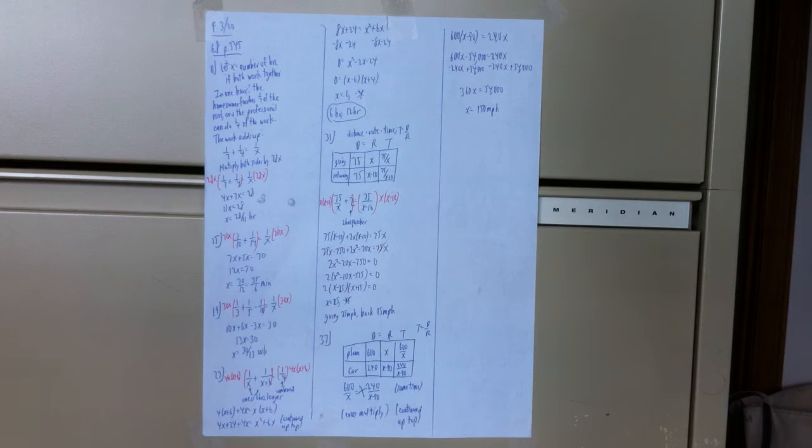Question 11 deals with a homeowner who can do a roof job in 7 hours and a professional who can do it in 4 hours. How long would it take for them to work together?